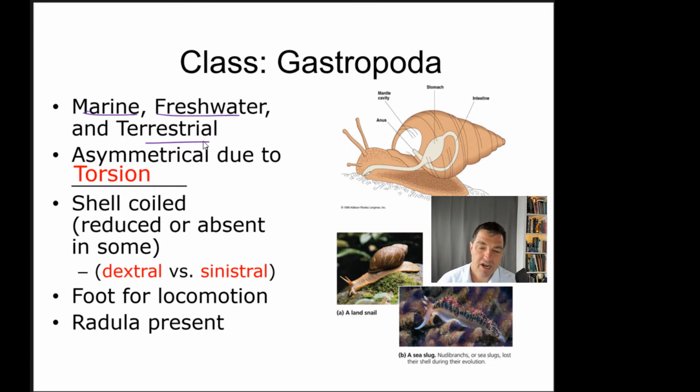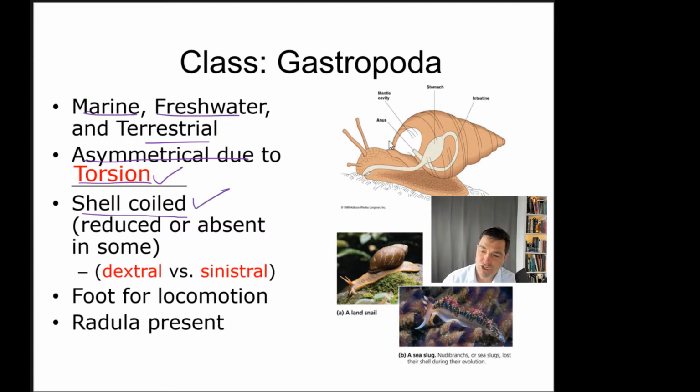categories as well. They have an unusual body that results from a process called torsion. So what happens in torsion, which we need to be careful to distinguish from coiling. So there's 2 processes here. One's called torsion and one's called coiling. So we'll talk about both of those.